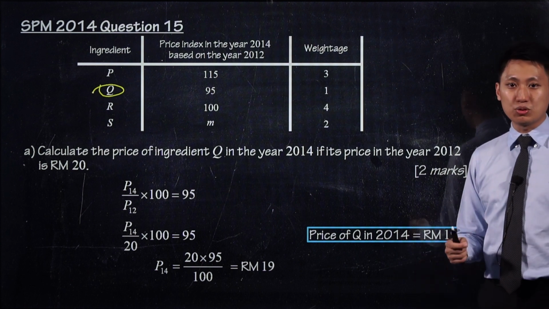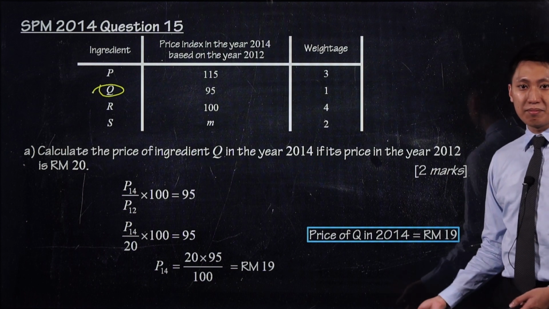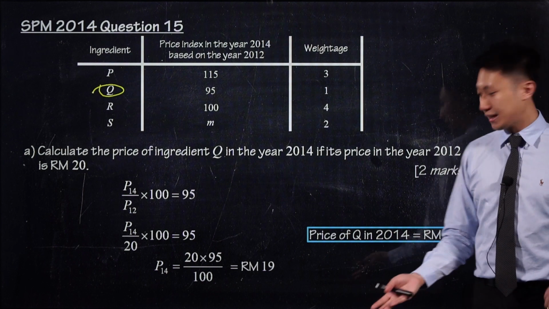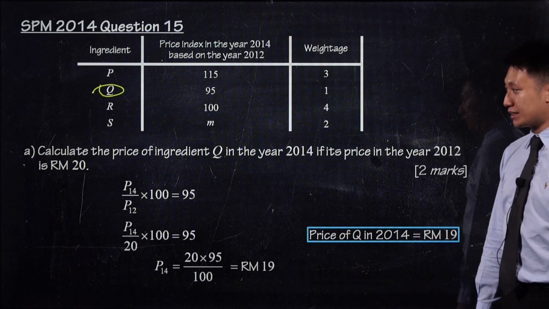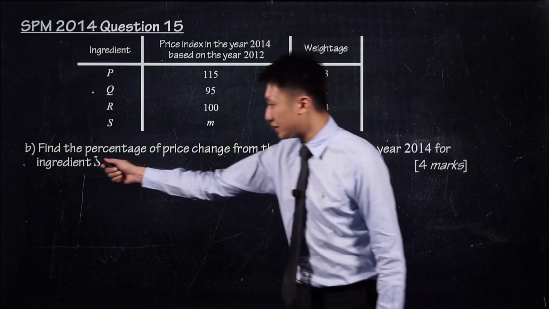C requires you to do a little bit of composite index. So D might be some consequence of part C. Okay, so this one answer is 19. All right, find the percentage of price change.